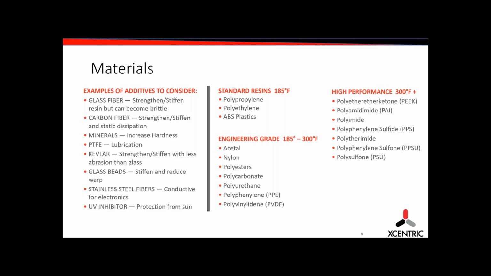There are also different additives you can add to your plastic to help give it strength, such as glass fibers, carbon fibers, minerals to increase hardness. We can lubricate it with some PTFE, which is also known as Teflon. There are a lot of different additives that we can put in to really get that resin and that end product to what you want it to be.